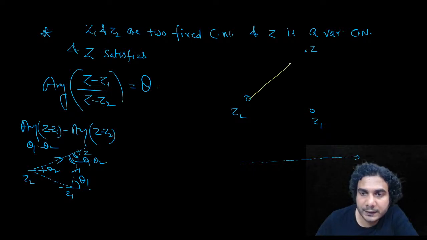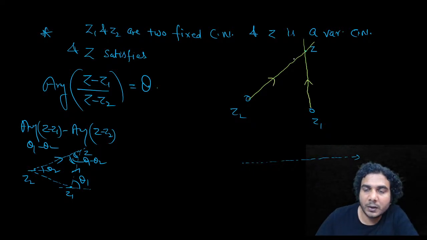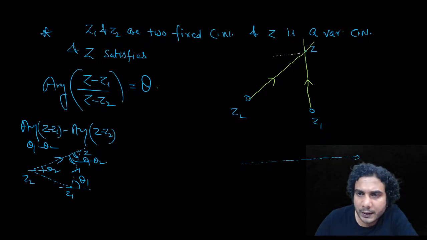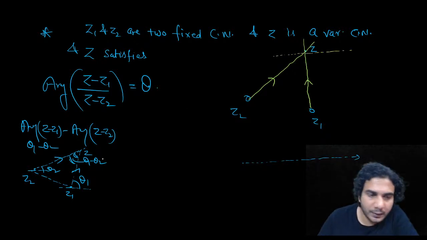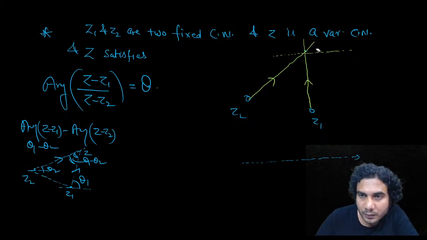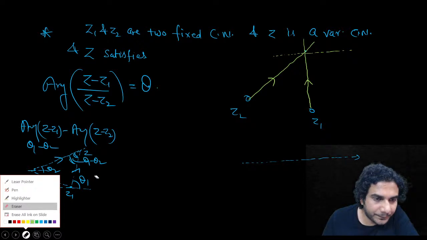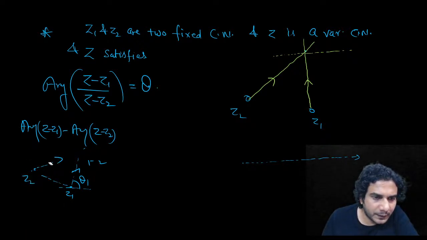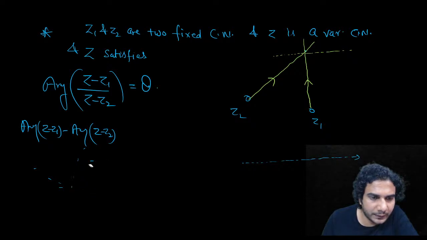See, this is the vector joining Z and Z1. This was Z and Z2, now this is Z and Z1, okay? If you draw a horizontal line here, you can see, I'll remove this line. It's slightly confusing here, so I'll explain it again.